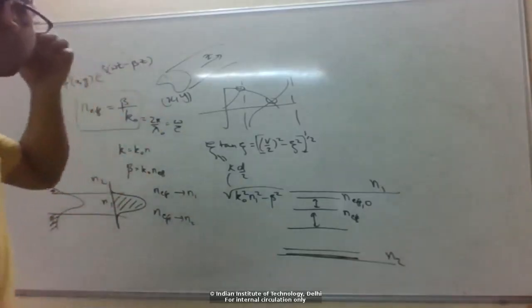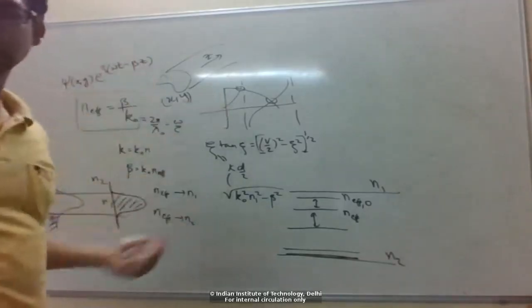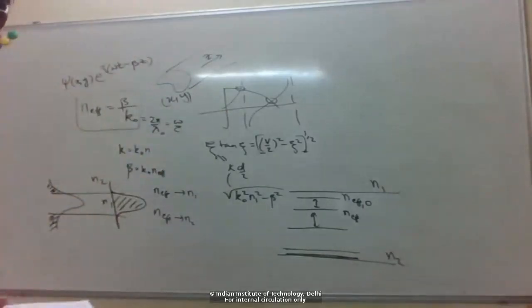I mean, we had introduced this concept of n effective already for step index. So maybe, I don't know, you missed that class.